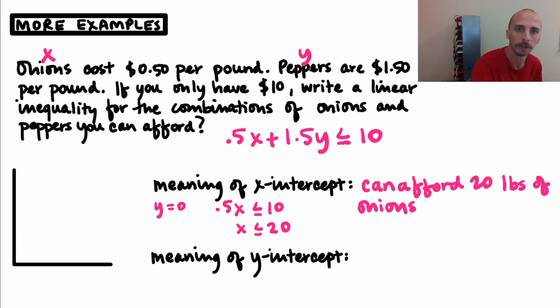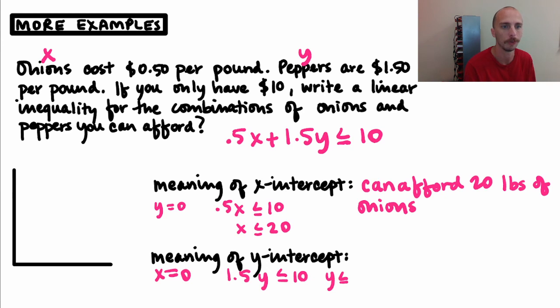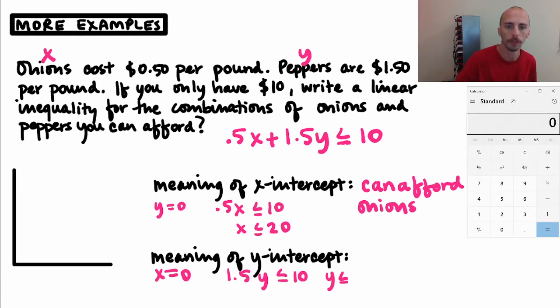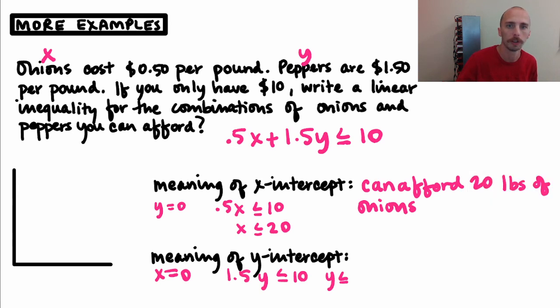And then I can do the same thing for the y-intercept. I'm realizing I haven't graphed this yet, but that's the easy part, right? We've had enough practice on that. The y-intercept, that's where x is equal to 0, and I really don't have much room there. So that would be where 1.5y is less than or equal to 10. And so y would be needing to be less than or equal to, well, 10 divided by 1.5. I think I'm going to have to pull up a calculator window here. So I'm going to do 10, and I'm going to divide by 1.5, and I'm going to get 6.667.